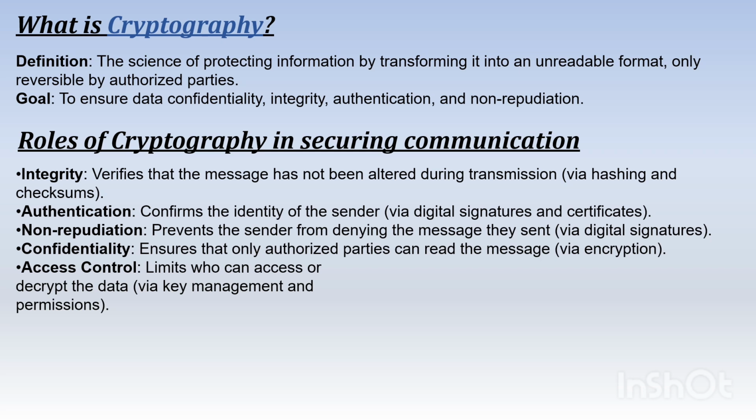Let's understand by the heading Roles of Cryptography in Securing Communication. Integrity. Integrity means that the accuracy of data or the message should be the same and the message should be accurate. Second, authentication. Authentication confirms the ID of the sender and the receiver too by digital signatures and certificates. Non repudiation, it prevents the sender from denying the message they sent. It means the sender is requested to not send the message.